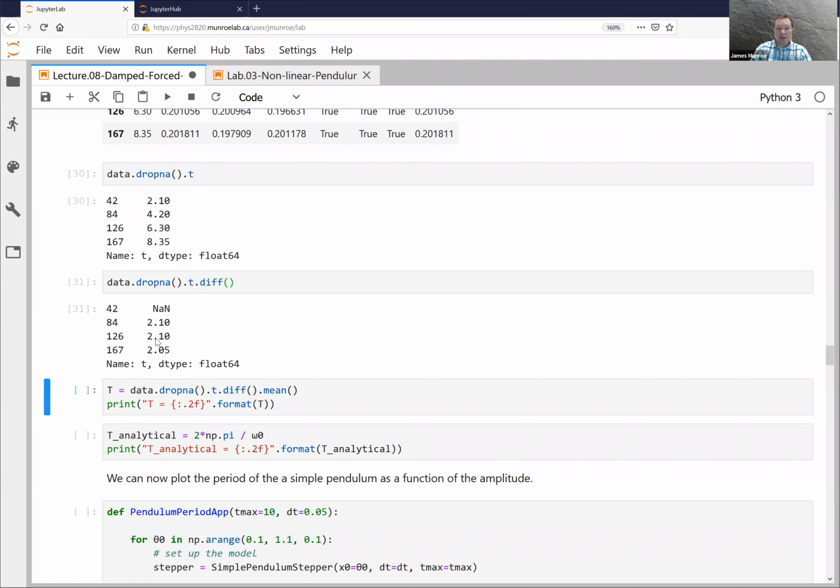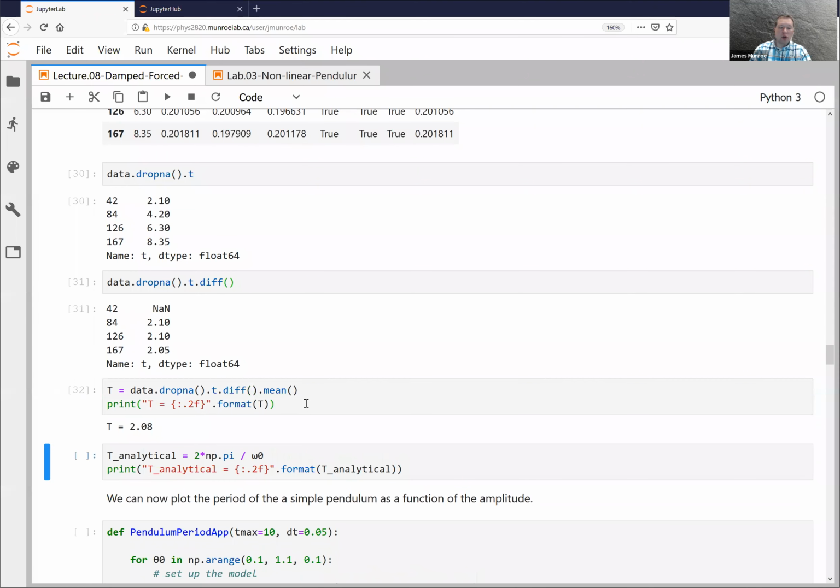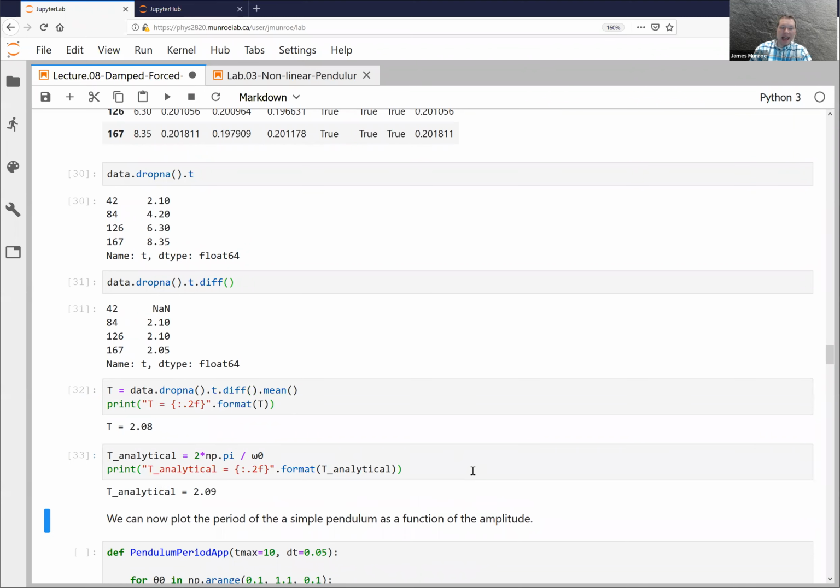Finally, what I can do is take those numbers and calculate the mean of all of them to figure out the period of the whole thing and compare that to my analytical period. Now, they're not exactly the same, but they're at least in the right ballpark.